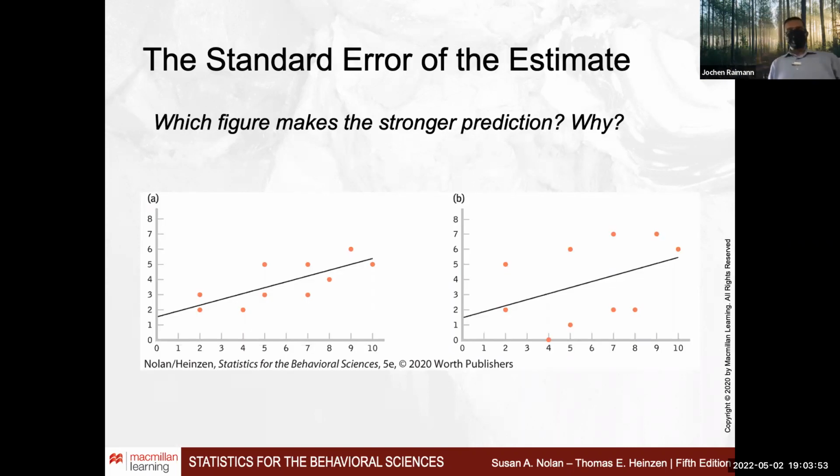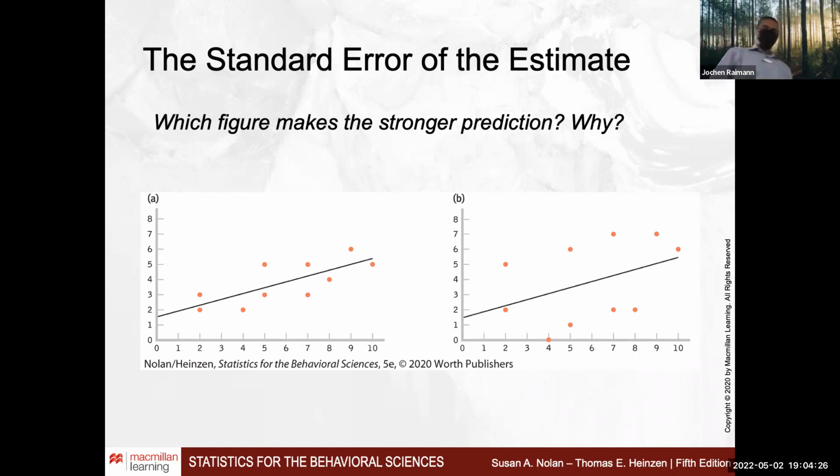So when you are asked to compare the prediction between the left or the right graph, which one would you think is the better prediction? Just intuitively, when you look at that prediction. Exactly, the left. And why? Because the distance between each predicted point and the actual observation is small.